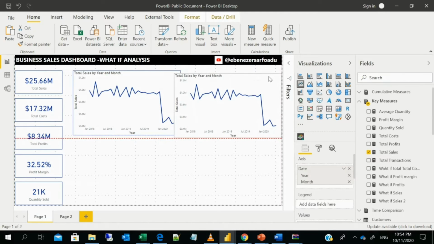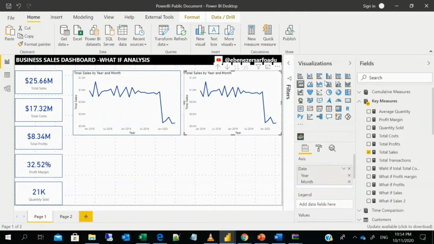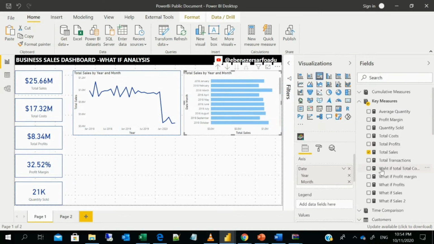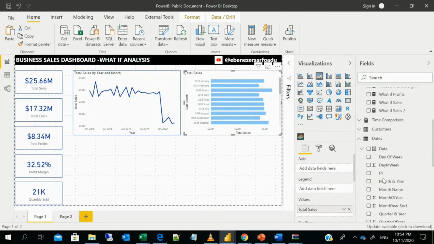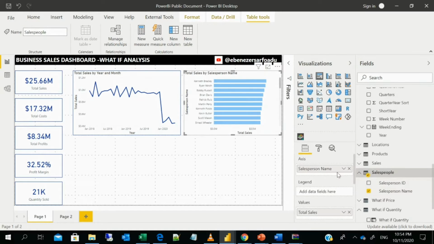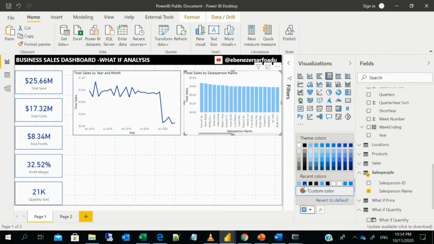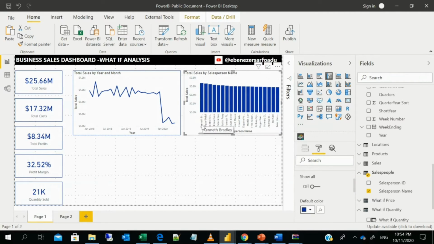Let me look at maybe another visual. So these are all insights we can draw from your data. Let's look at sales per maybe a salesperson. So let me look at the salesperson's name. Okay, let me look at a column chart. So there you have it. Change the data color. So maybe Kenneth Bradley had the highest sales. So the sales per each person.